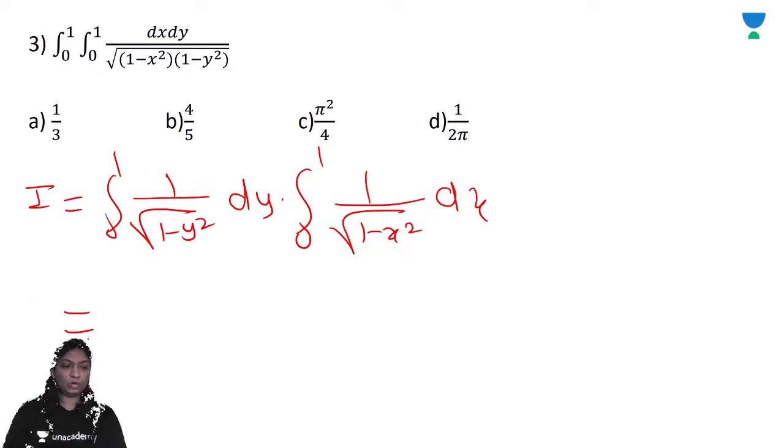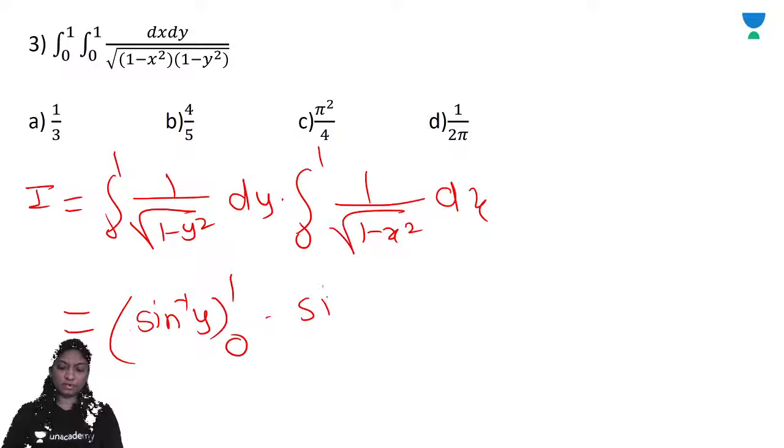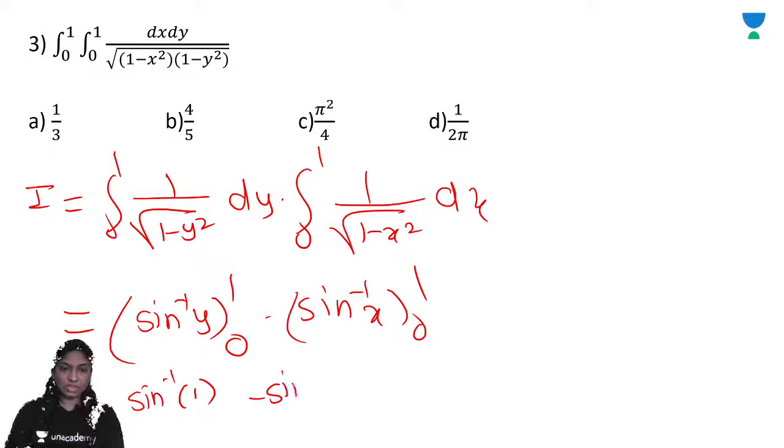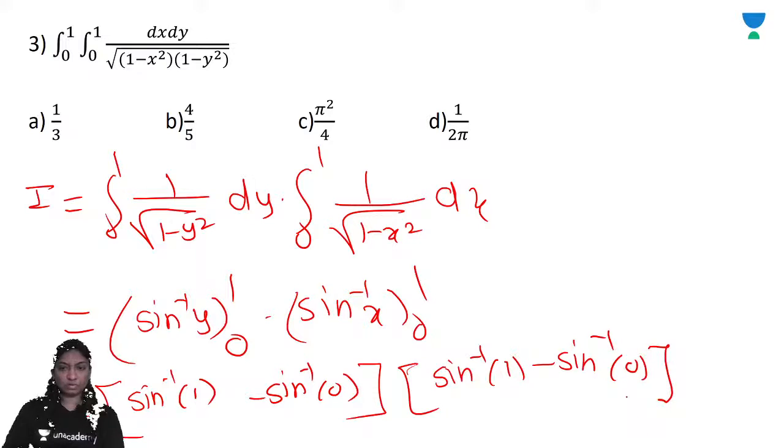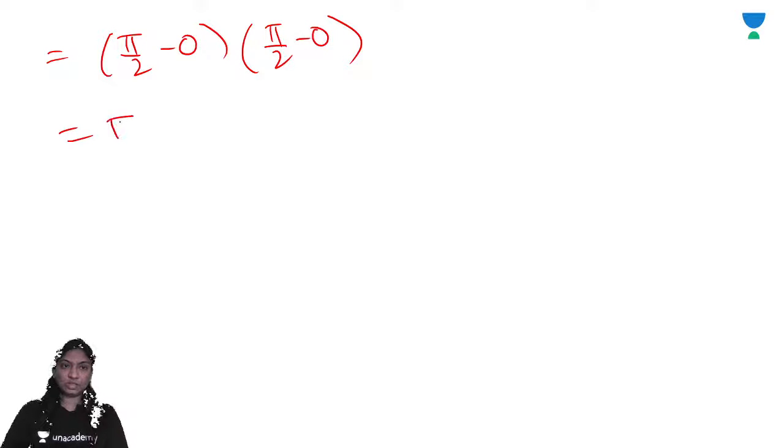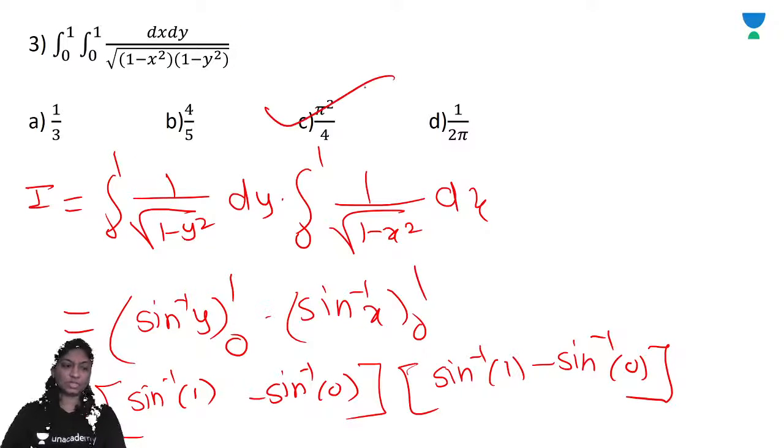Right? So here, by the direct formula, you will get the integral of 1 upon under root of a square minus y square as sine inverse of y. We will get sine inverse of y from 0 to 1 into sine inverse of x from 0 to 1, which is equal to sine inverse of 1 minus sine inverse of 0, into sine inverse of 1 minus sine inverse of 0. Right? So sine inverse of 1 is pi by 2 minus sine inverse of 0, which is 0. So pi by 2 minus 0, squared, is equal to pi square by 4. So the correct option is pi square by 4.